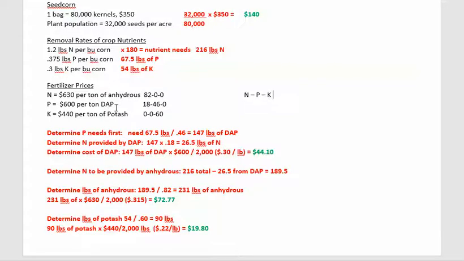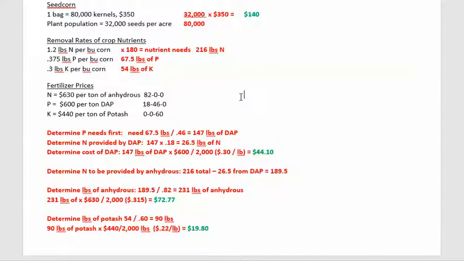Diammonium phosphate is 18% nitrogen, 46% phosphorus, and 0% potassium. K, or potash. K is the chemical symbol for potassium. That's 0-0-60: 0% N, 0% phosphorus, 60% potassium. So, how do we solve for this?